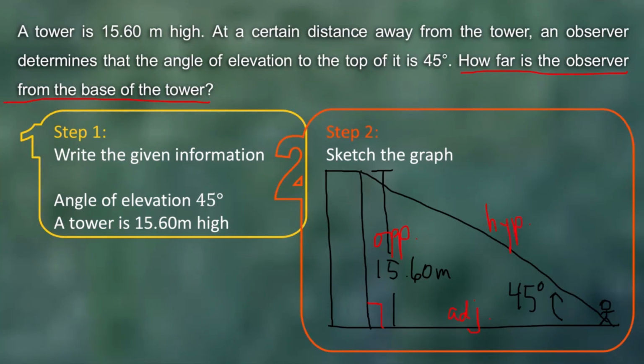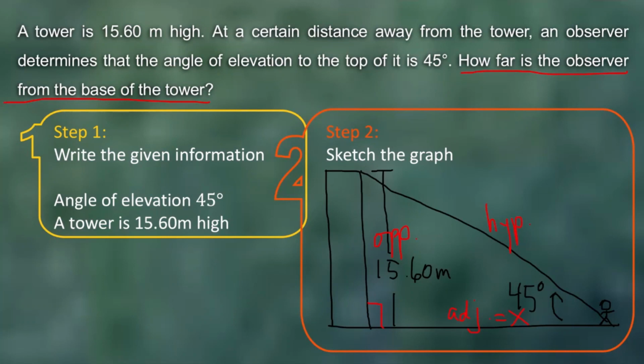Ayan. Since na-identify na po natin siya, tignan po ulit natin yung tinatanong. How far is the observer from the base of the tower? Gano'n daw po kalayo yung observer sa base ng ating tower? Ibig sabihin, yung adjacent po pala yung hinahanap. At i-denote ko po siya as X. Ayan po yung given information. And then, na-sketch ko na po siya. Nakita na natin kung ano yung hinahanap, which is the adjacent ng nabuo po nating right triangle.